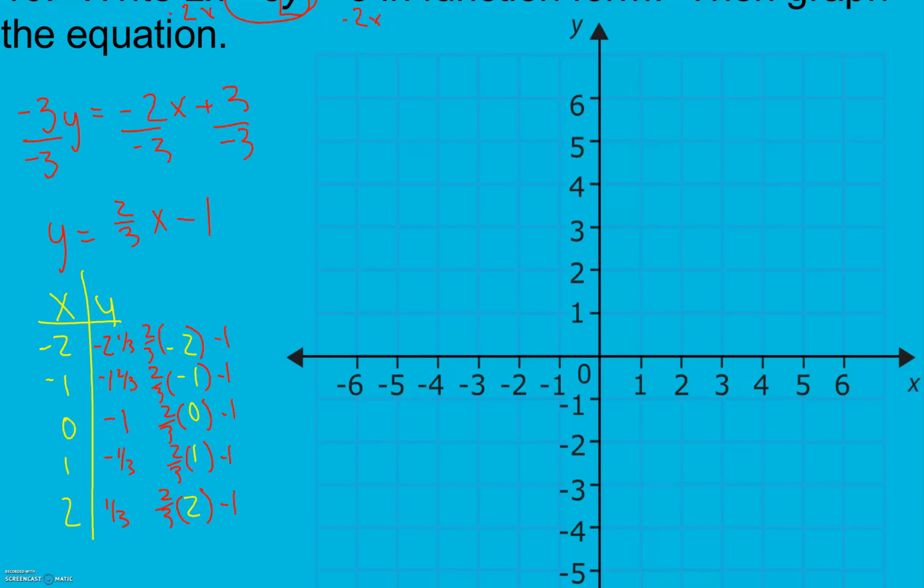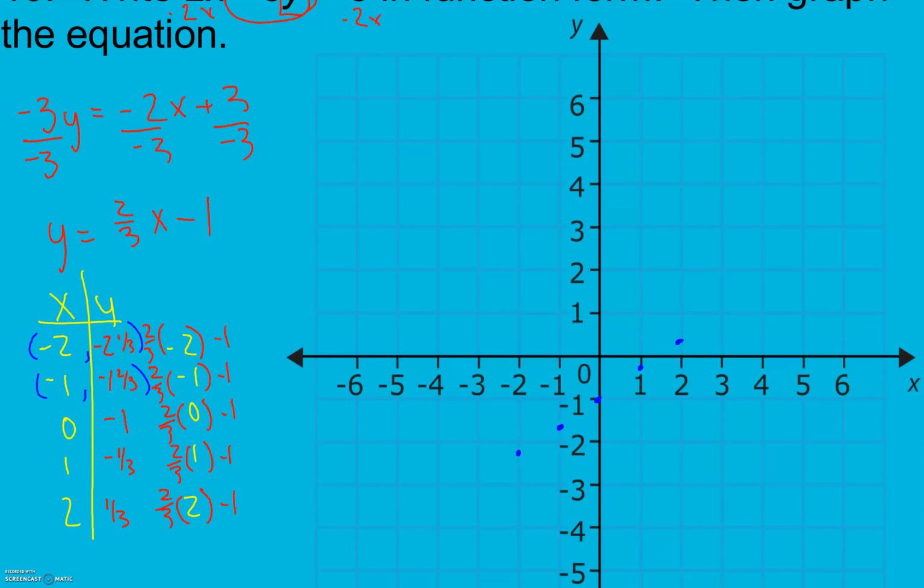You can just type these right in your calculator, guys. 2/3 times negative 2 minus 1. 2/3 times negative 1 minus 1. And that'll give you your ordered pairs. Once we fill out our table, remember these are ordered pairs. So I have negative 2, negative 2 and 1/3, and here we're just kind of guessing, guys. Negative 1, negative 2/3, 0, negative 1, 1, negative 1/3, and 2, positive 1/3.